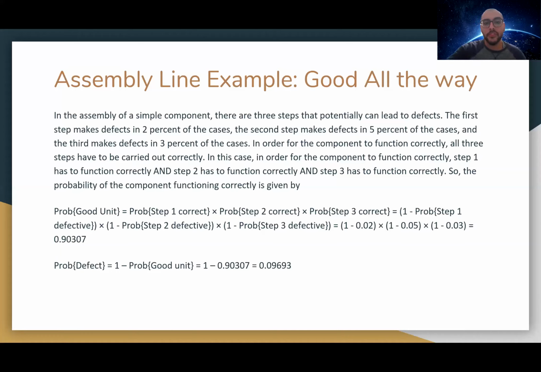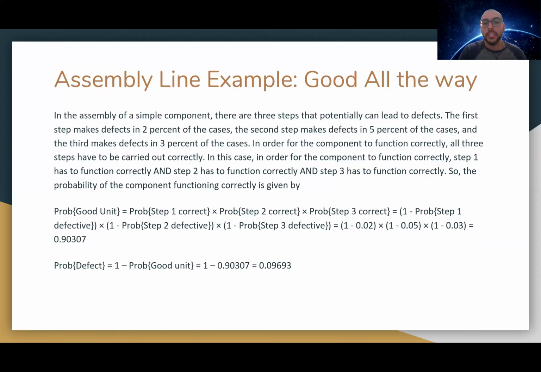So the example we have here says, in the assembly of a simple component, there are 3 steps that potentially can lead to defects. The first step makes defects in 2% of the cases. The second step makes defects in 5% of the cases. The third makes defects in 3% of the cases. In order for the component to function correctly, all 3 steps have to be carried out correctly. In this case, step 1 has to function correctly, and step 2 has to function correctly, and step 3 has to function correctly.